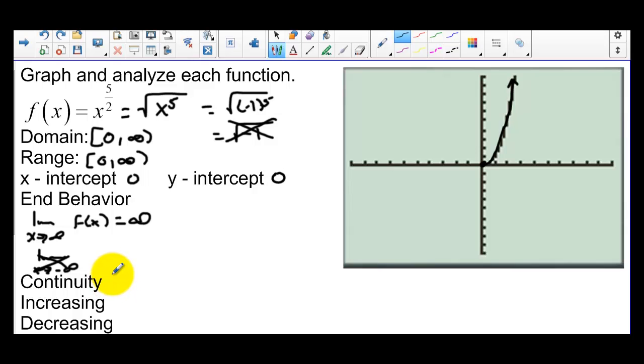Continuity: it is continuous on all places where it's defined. So the continuity exists on 0 to infinity. Where this function exists, it is completely continuous. Increasing from 0 to infinity, and this never decreases, none. It doesn't decrease where it exists.